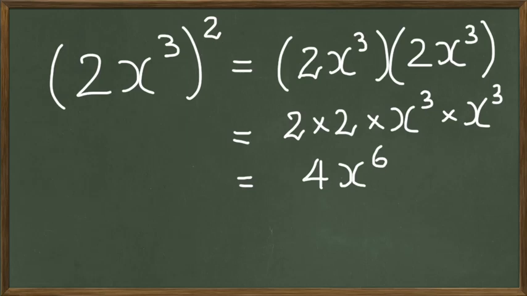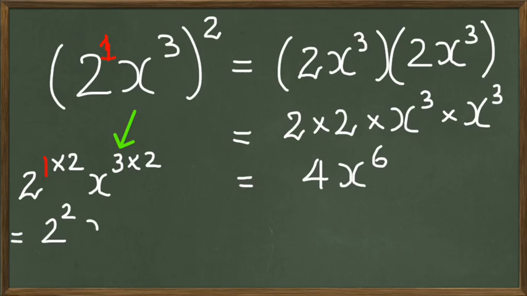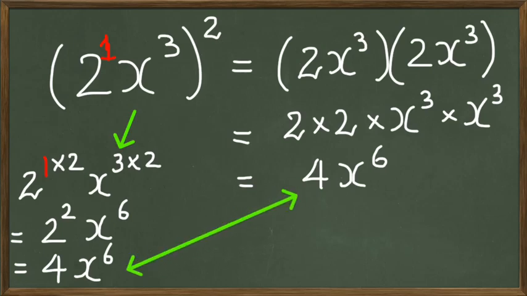Now, you might wonder how this 2 turned into a 4, but that's because remember that anything by itself can be raised to the power of 1. So in other words, that 2 is actually raised to the power of 1. So if we do it another method, we will get 2 to the power of, I'm going to write that 1 times 2, and x to the power of 3 times 2, which means we're going to get 2 squared x to the power of 6, which equals 4x to the power of 6. And as you can see, that's the same answer as these two here.